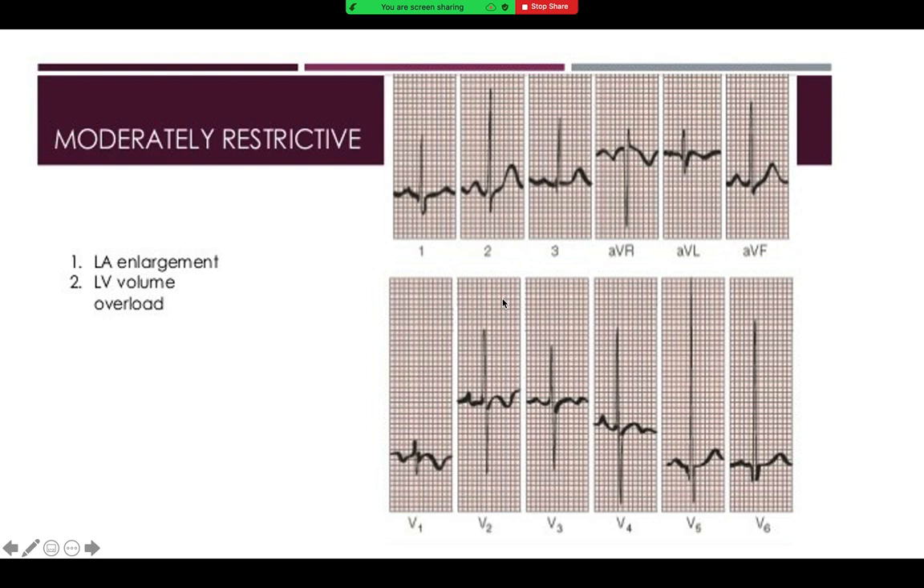Moreover, other than that, you also notice prominent Q waves and tall R waves with tall peaked T waves in V5, V6. Isn't it? It is pretty tall, so that further shows the volume overload is there. There are some Q waves as well, isn't it? So this is not due to myocardial infarction, but this is due to volume overload. Yeah?